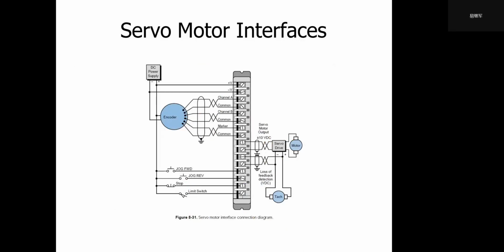Here is the connection diagram. Encoder, servo drive. This is the tachometer connected to the servo drive, and the tachometer measures the speed of the motor.